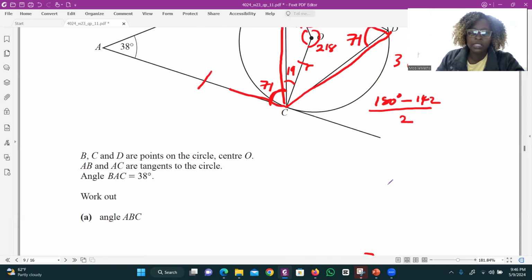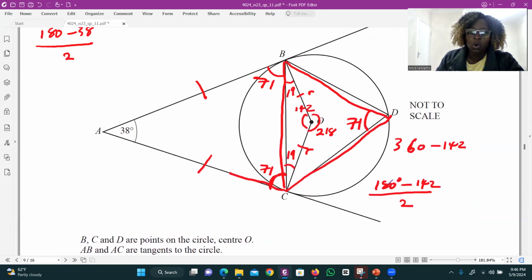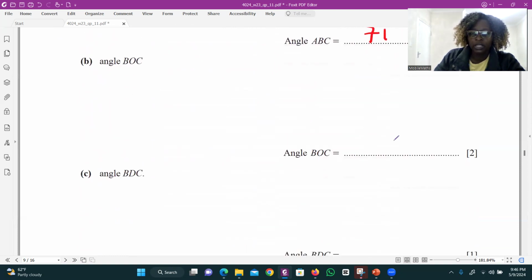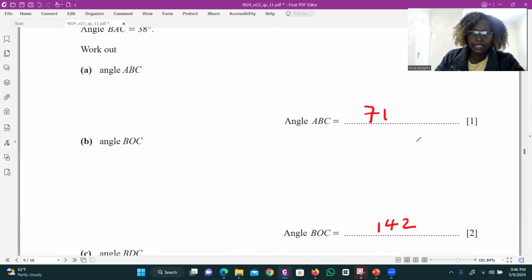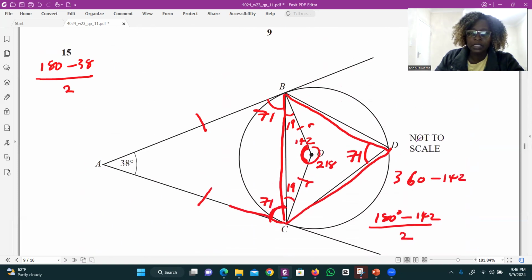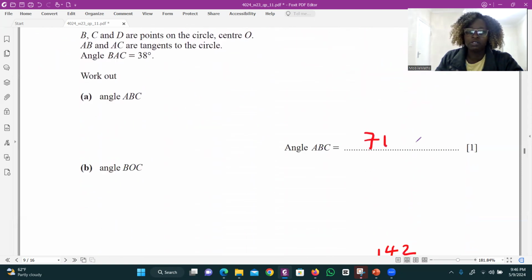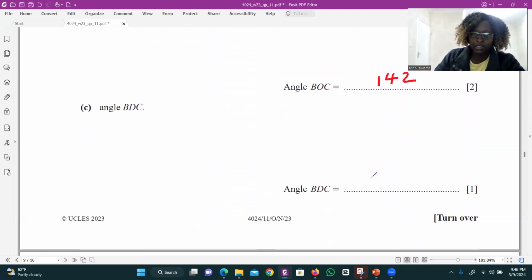Then angle BOC. BOC, it's 142, this one. That's the BOC is 142. So here it's 142. Then BDC, that's 71, the one that we were saying it's in opposite interior. So it's also 71 here. So we are done.